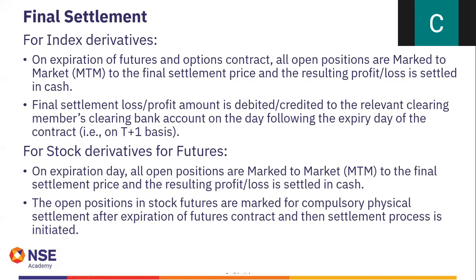That is, the exchange will debit the trading member or stockbroker bank account. The stockbroker will in turn debit the investor's bank account on a T+1 basis. Okay. For stock derivatives, for futures on expiry, all MTM will be calculated and the resulting profit or loss is settled in cash, and all open positions will be closed for physical settlement. So if you see, in index it is compulsory cash settlement on the final, and for stock derivatives it will be compulsory physical settlement. That is, physical shares will be debited or credited.